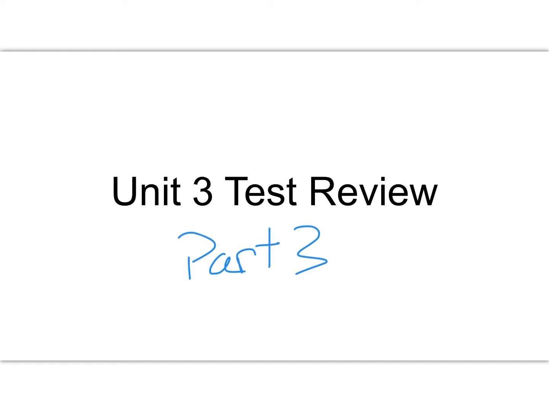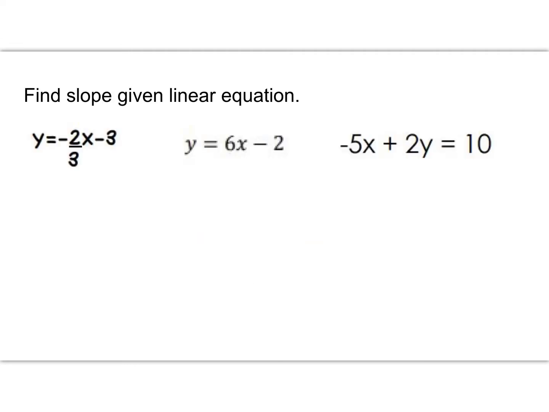Okay, in this part 3 of the Unit 3 test review, we're going to be looking at finding slope from an equation. So here you can see I have 3 equations. I have y equals negative 2/3 x minus 3, y equals 6x minus 2, and this one is negative 5x plus 2y equals 10. Now, these first 2 examples, the equations are in what's called y equals mx plus b form.